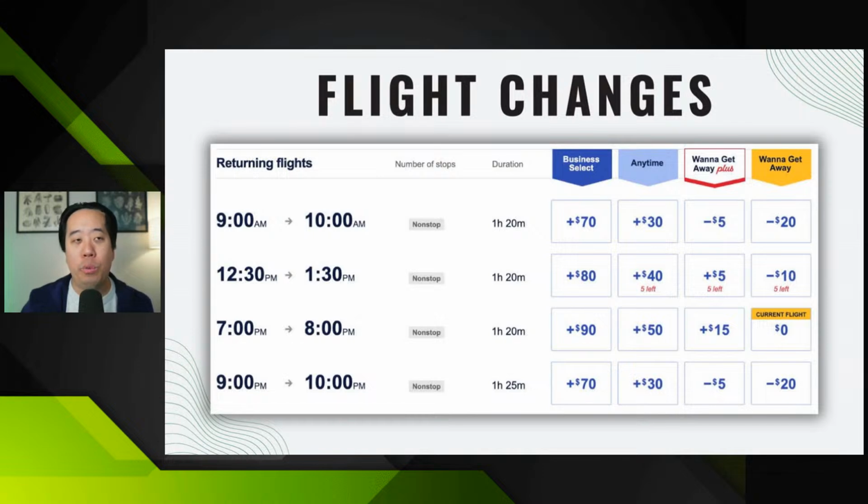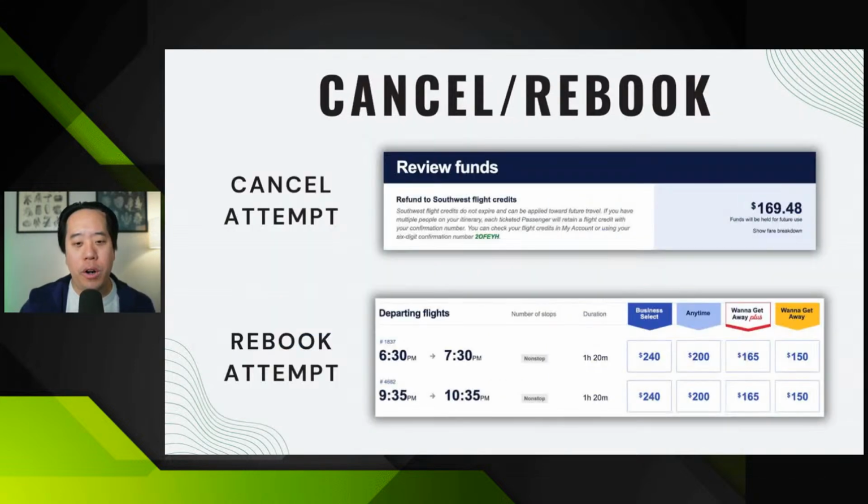Before, it'd be very easy to change the flights and get flight credit that did not expire at all. But now that there's going to be flight credit expiration dates, you have to think about it critically. When did you book the flight? Has it been 12 months or whatever? I think that would be something to think about too. So that's how flight changes worked before.